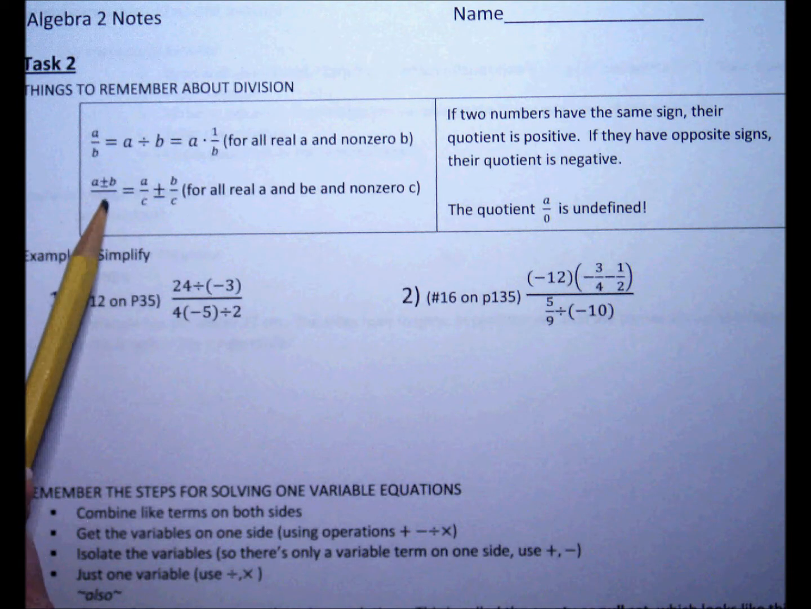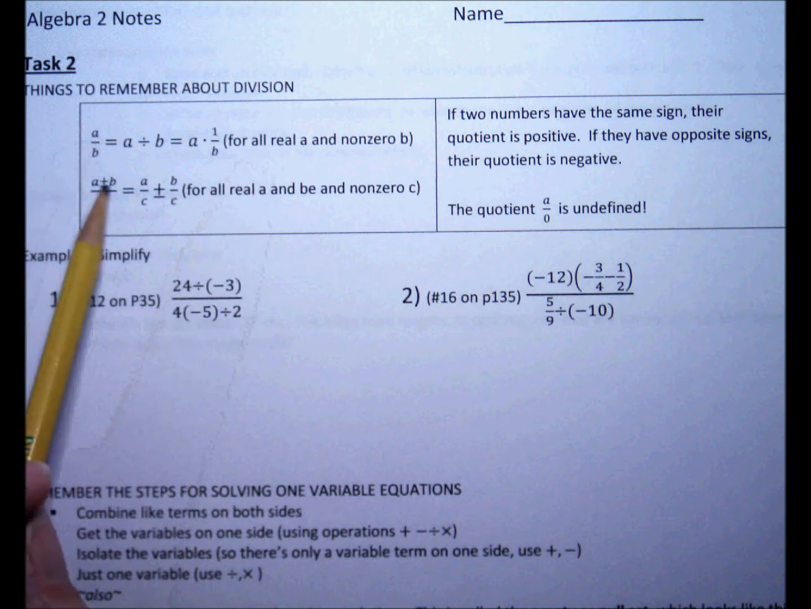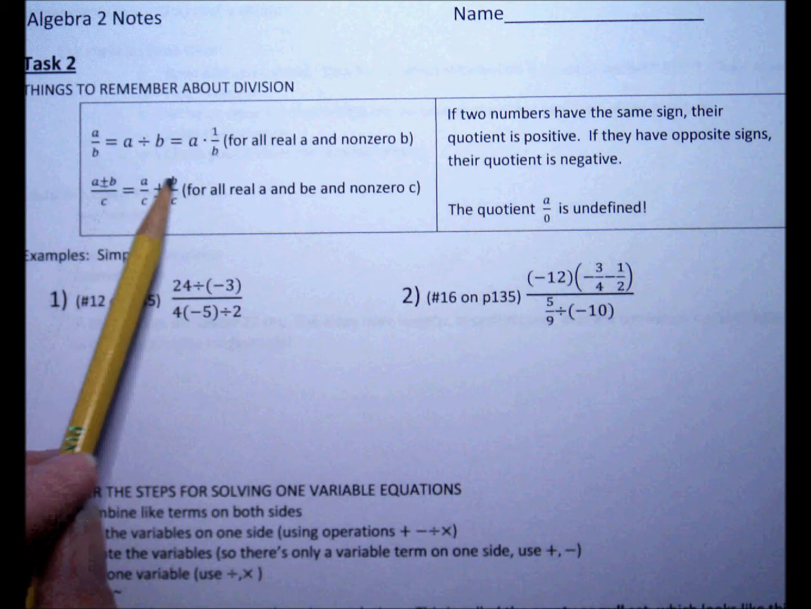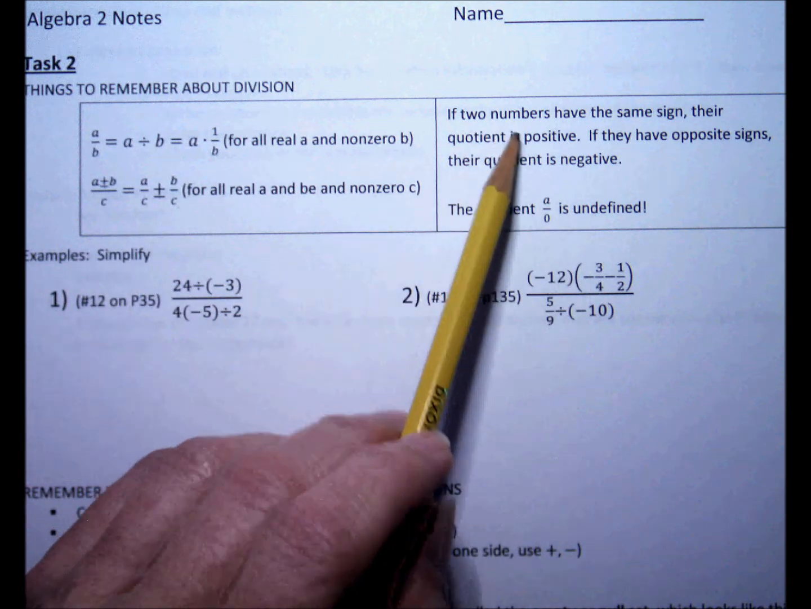And similarly, A plus B over C is the same thing as A over C plus B over C. You can break it out. Or A minus B over C is A over C minus B over C. And again, C can't be 0.